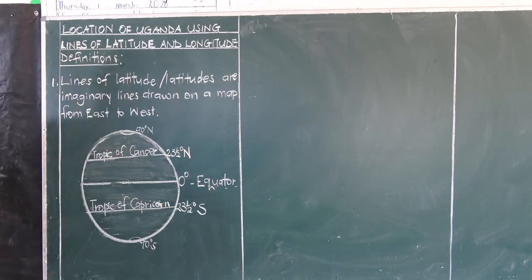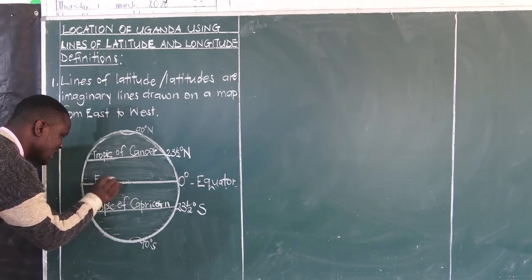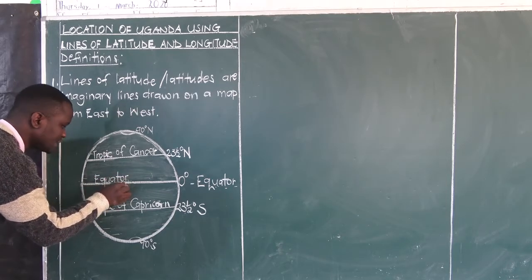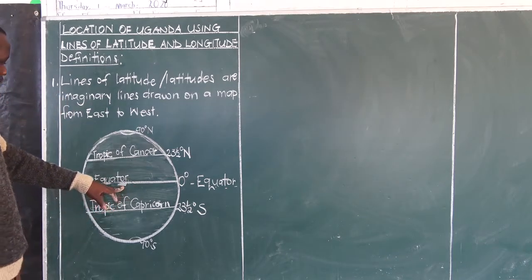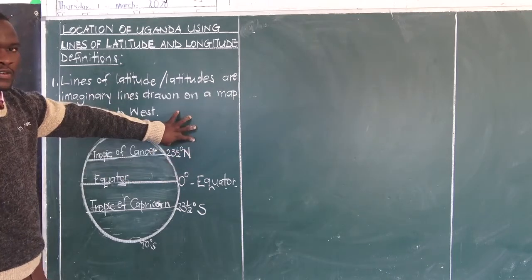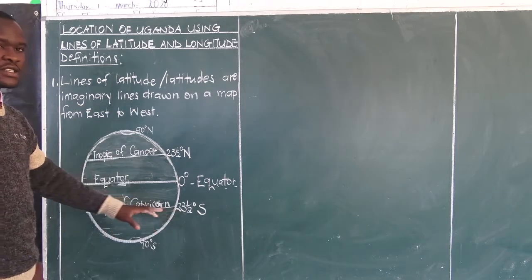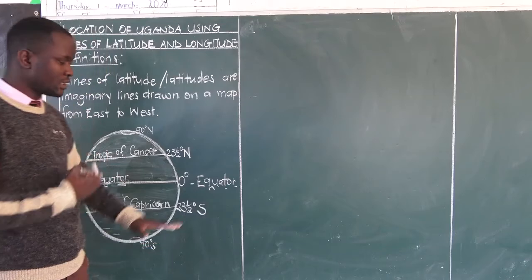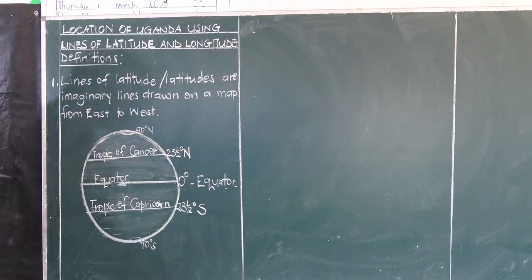So for that case, we are having, of course, the one in the middle. We say this is the equator. Tropic of Cancer, 23.5 degrees north of the equator. Tropic of Capricorn, 23.5 degrees where? South of the what? Of the equator. So these are the other two important lines that we need to understand.